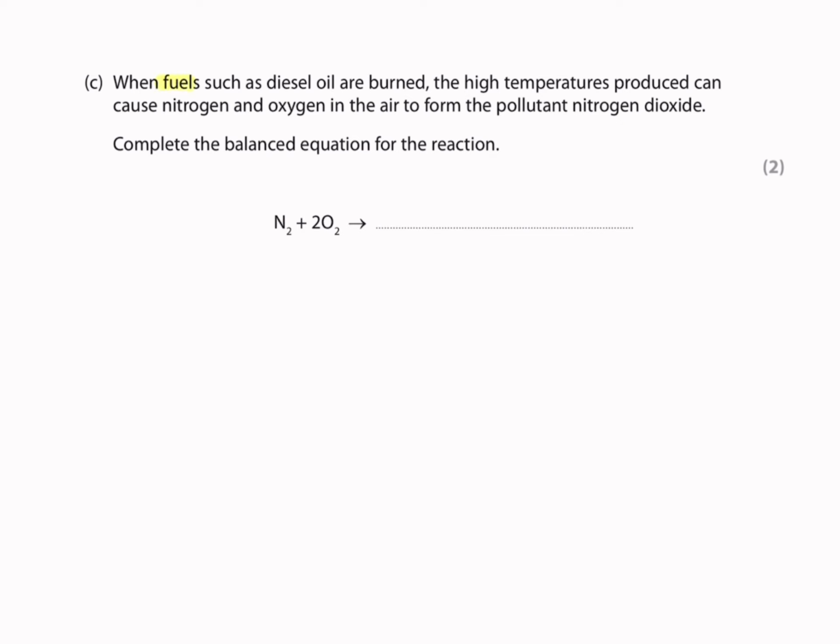When fuels such as diesel oil are burned, the high temperatures produced can cause nitrogen and oxygen in the air to form a pollutant, nitrogen dioxide. Then it wants us to complete the balanced equation for the reaction. We've got N2 plus 2O2 and then a blank space. So what does the question tell us?